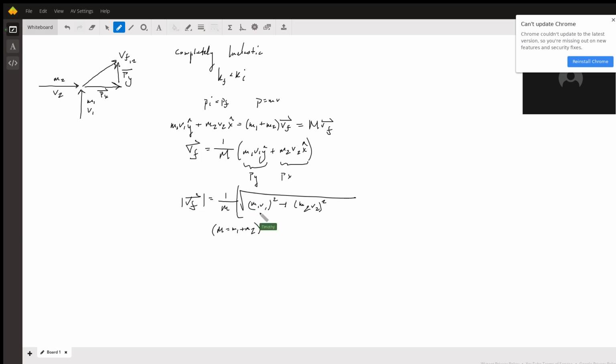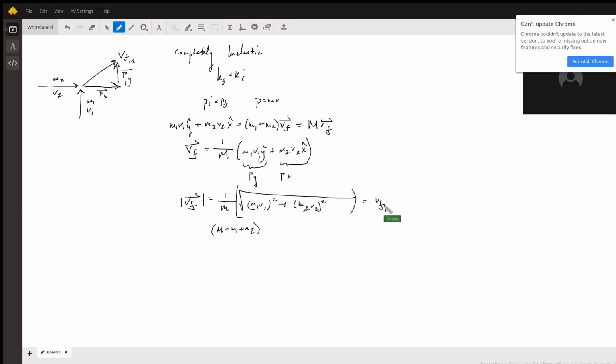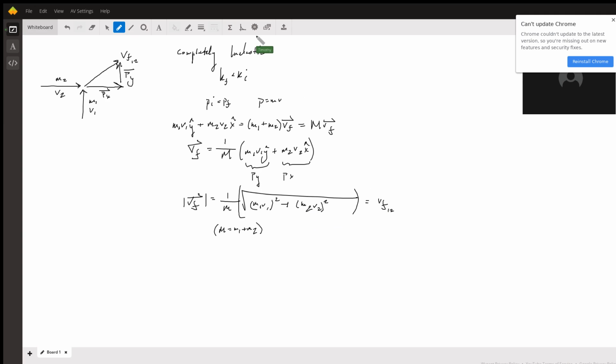Okay, so you want to do everything inside the square root and then multiply by 1 over the big M, and this will give you the magnitude of their joint velocities, which we can call V final 1 and 2. So just go ahead and plug in the numbers that they give you into M1 V1 and M2 V2, and you'll be able to get your calculation.